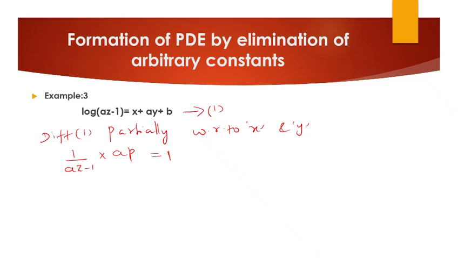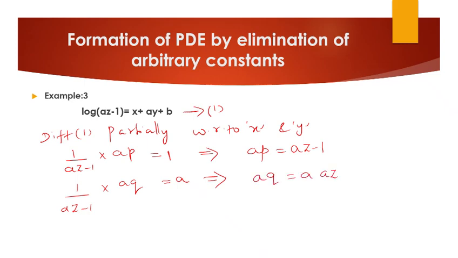Similarly, with respect to y, when you differentiate, you get 1 by (az minus 1) into a into dou z by dou y, that is nothing but q, which is equal to, here x becomes 0, and differentiating ay with respect to y, you get a. So from this we get ap is equal to az minus 1, and from the next equation we get aq is equal to a into (az minus 1). We can cancel this a out, and from this we get q is equal to az minus 1.